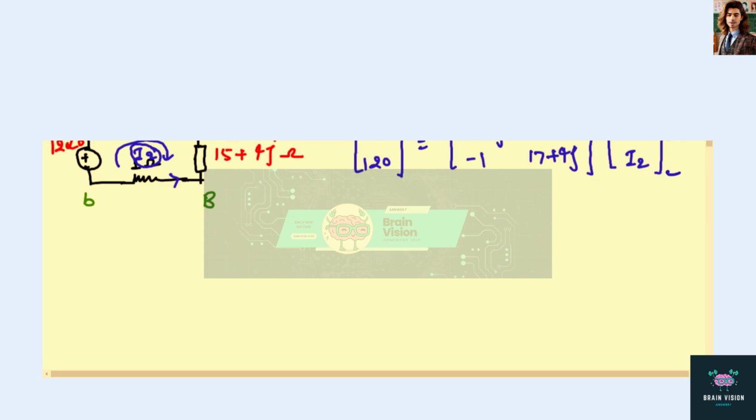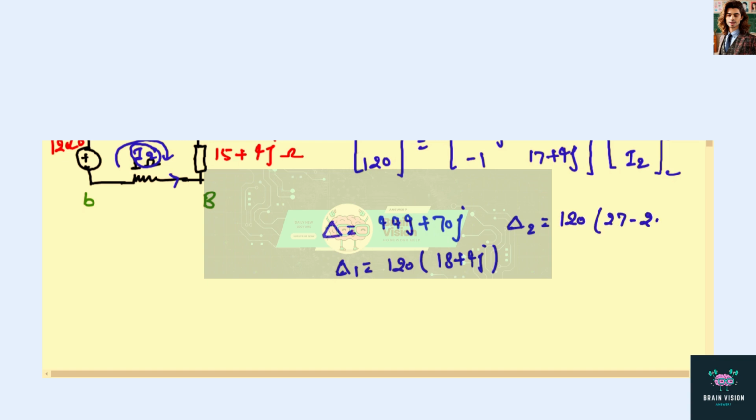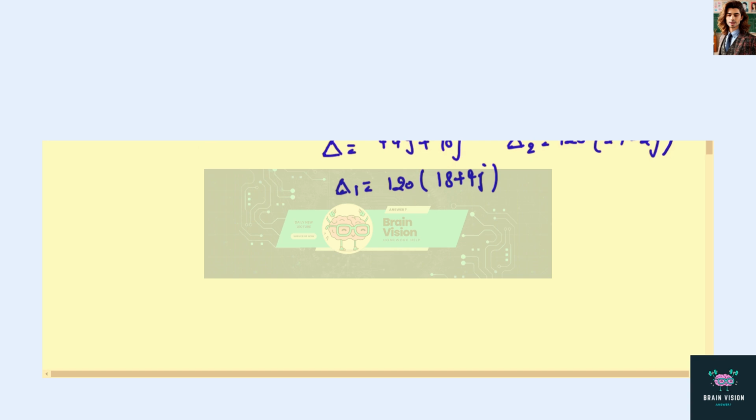The delta for this analysis will become 449 plus 70j, and delta 1 will be 120 times 18 plus 4j. You can use MATLAB or any other software or calculator, or you can also do it manually. Delta 2 will become 120 times 27 minus 2j. These are the values of delta 1 and delta 2. So the value of I1 will be delta 1 by delta, and I have to put the value of delta 1 over here.